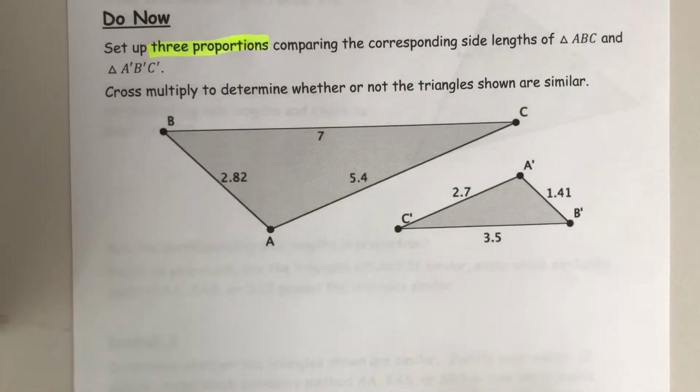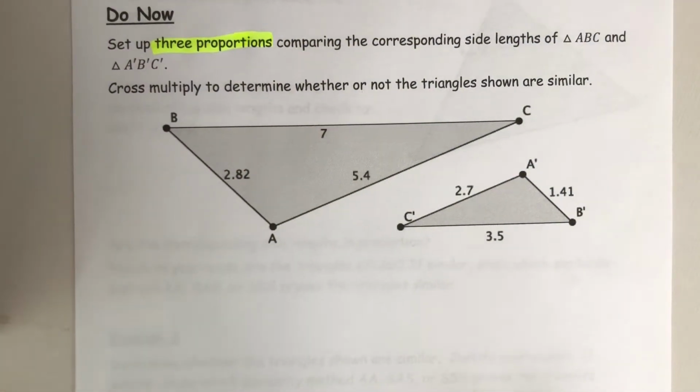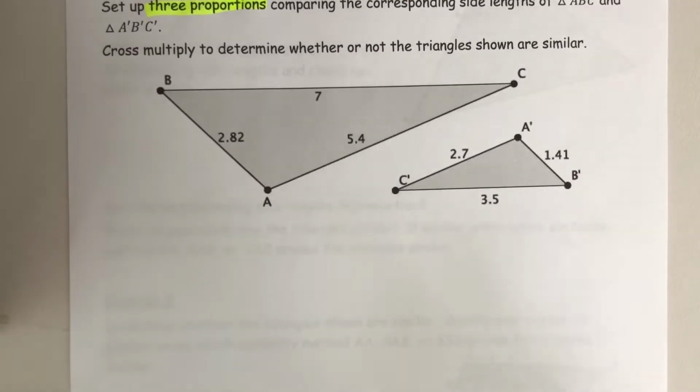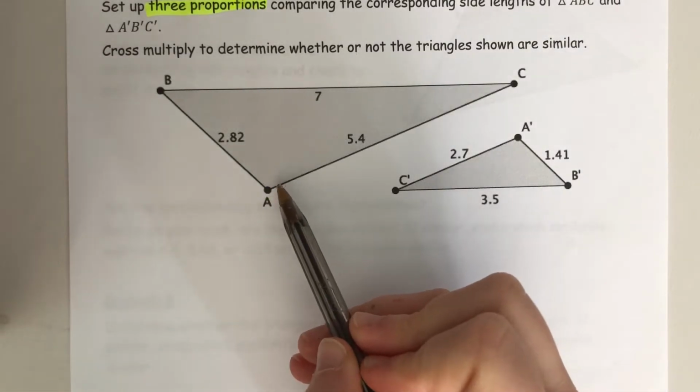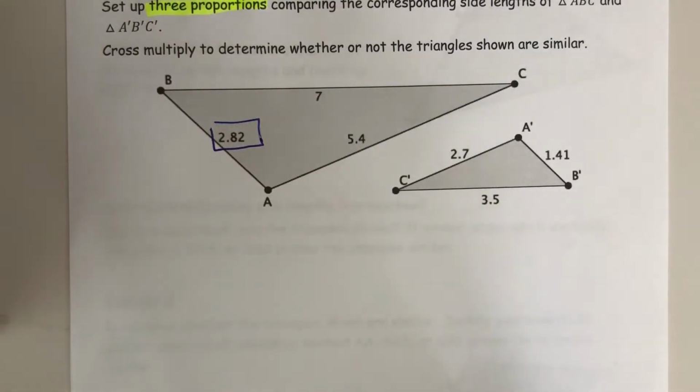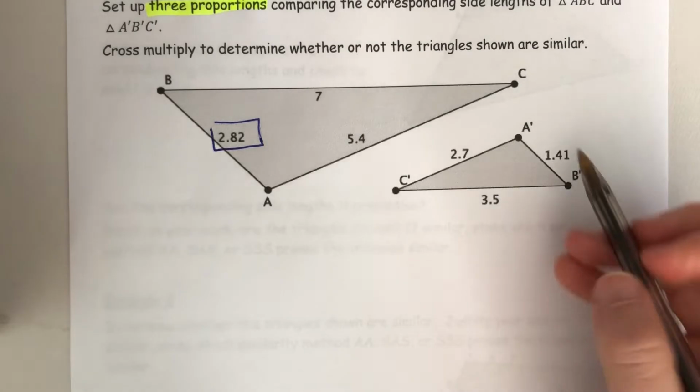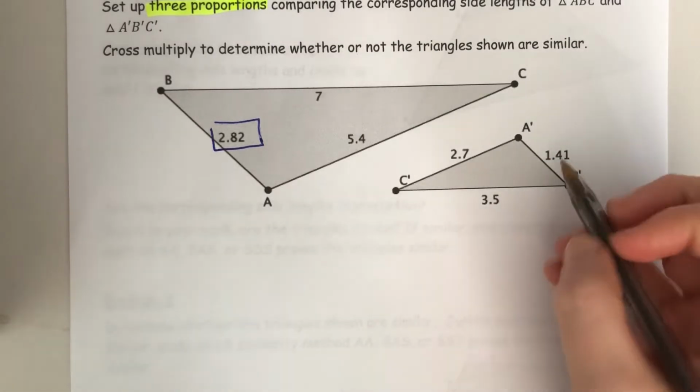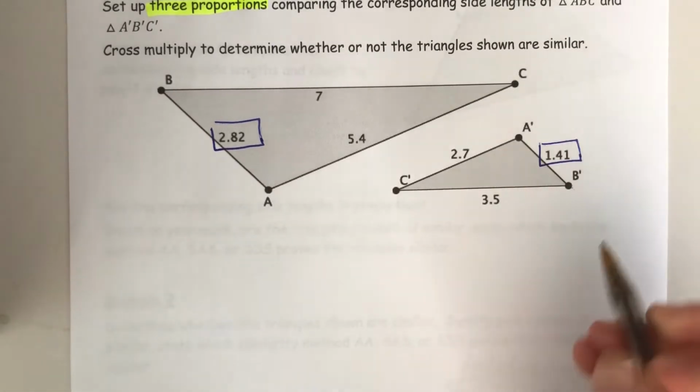So for the do now, we're going to set up three proportions, comparing the corresponding side lengths of triangle ABC and triangle A prime B prime C prime. So we have our triangles here. So we want to connect the corresponding sides first. So for my big triangle ABC, side AB, so this 2.82, corresponds with A prime B prime, which is 1.41.